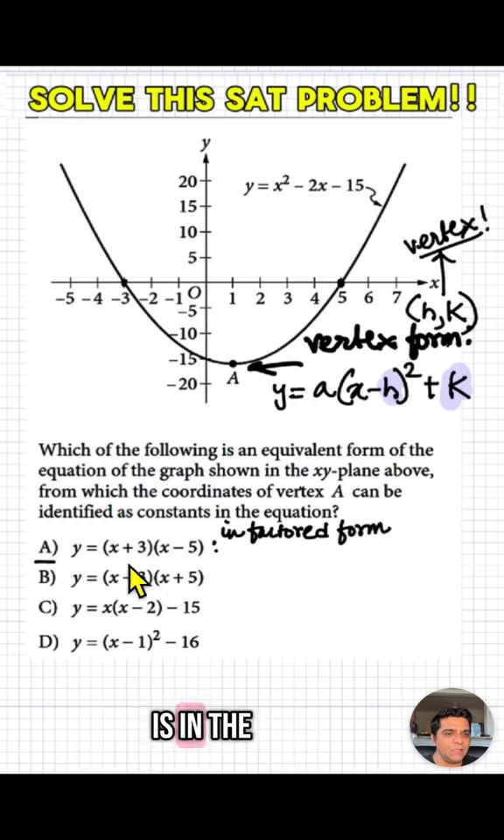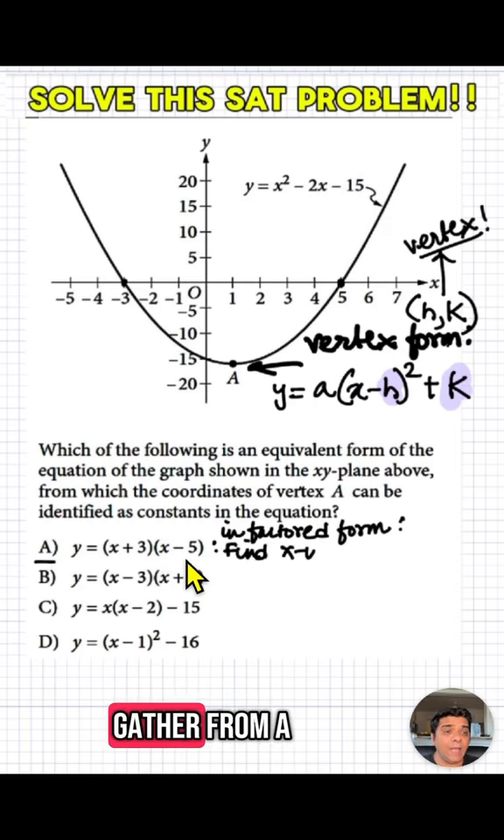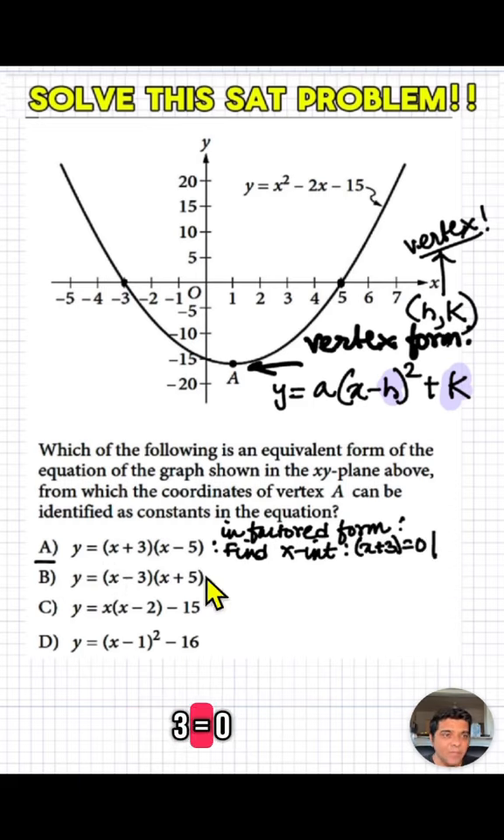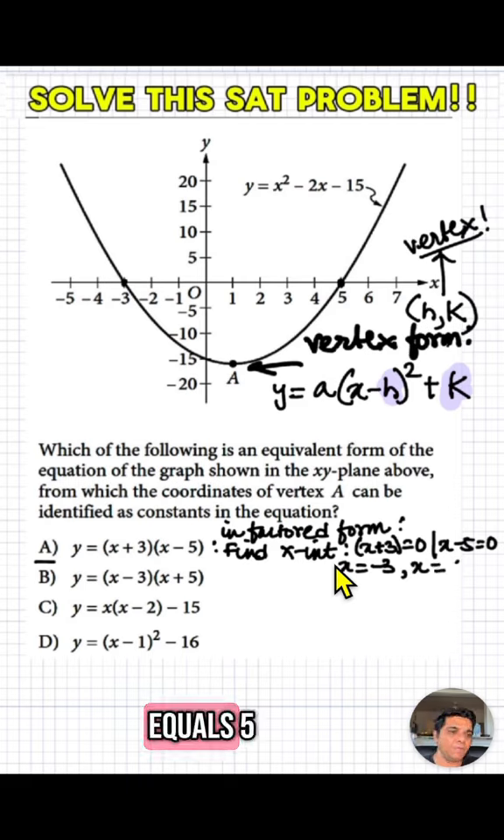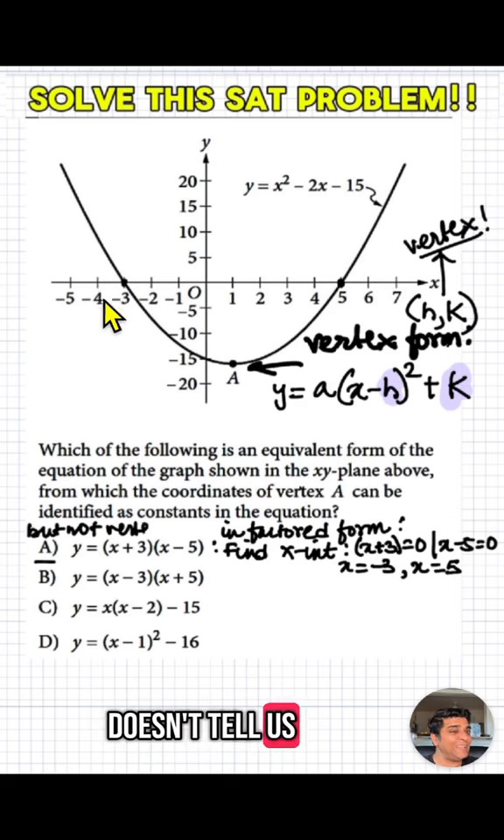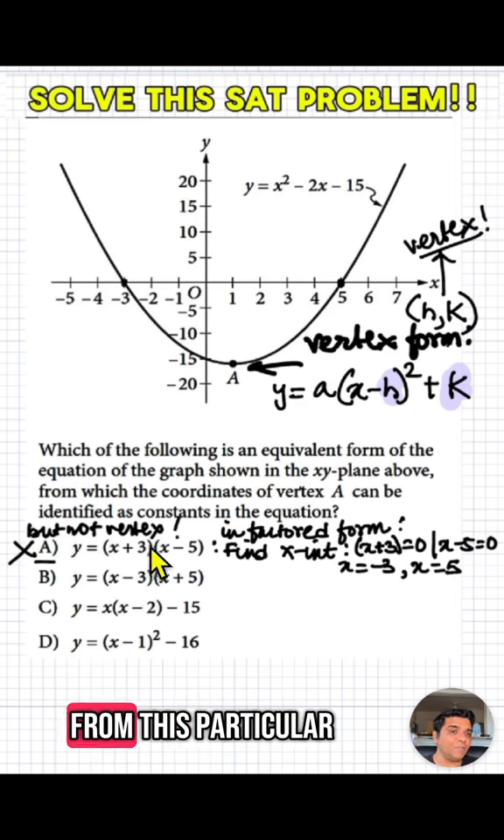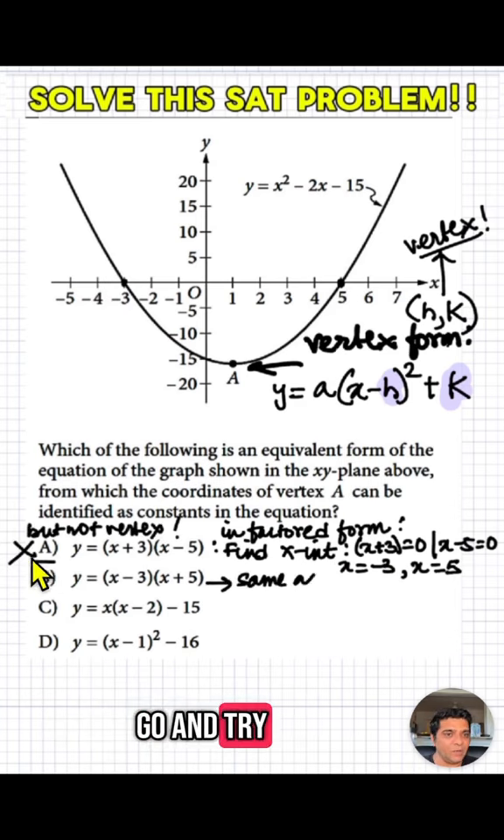The first one is in the factored form, x plus 3 times x minus 5. The information that you can gather from a factored form is the x-intercepts, right? If you set x plus 3 equals 0, and x minus 5 equals 0, then you get x equals negative 3 and x equals 5. So these are the x-intercepts, which are right here, but that doesn't tell us anything about the vertex from this particular information. So we can go and cancel that.